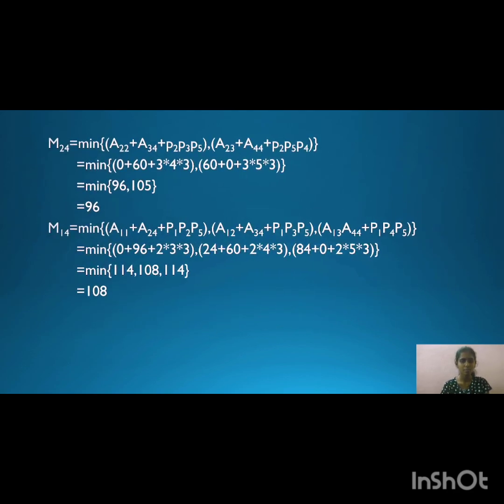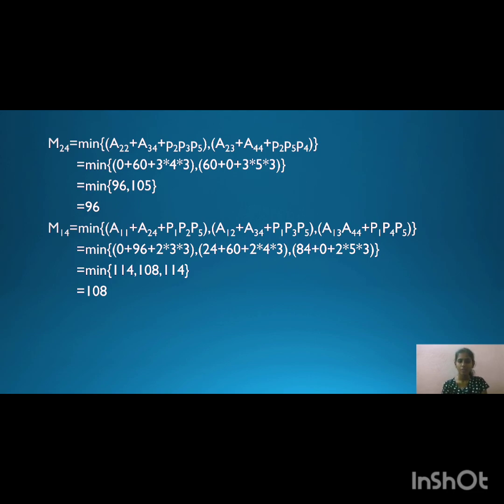In this case, M24, we consider two pairs, that is M22, M34, P2, P3, P5 as one set and M23, M44, P2, P4, P5 as another set. Considering the minimum of 96 and 105, as the minimum is 96, we decide 96 as the optimal solution for M24.